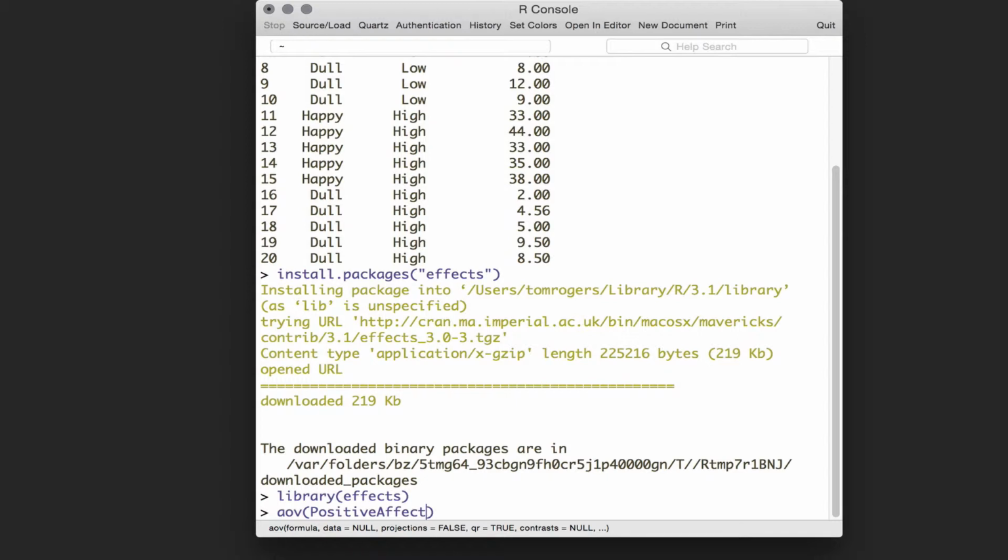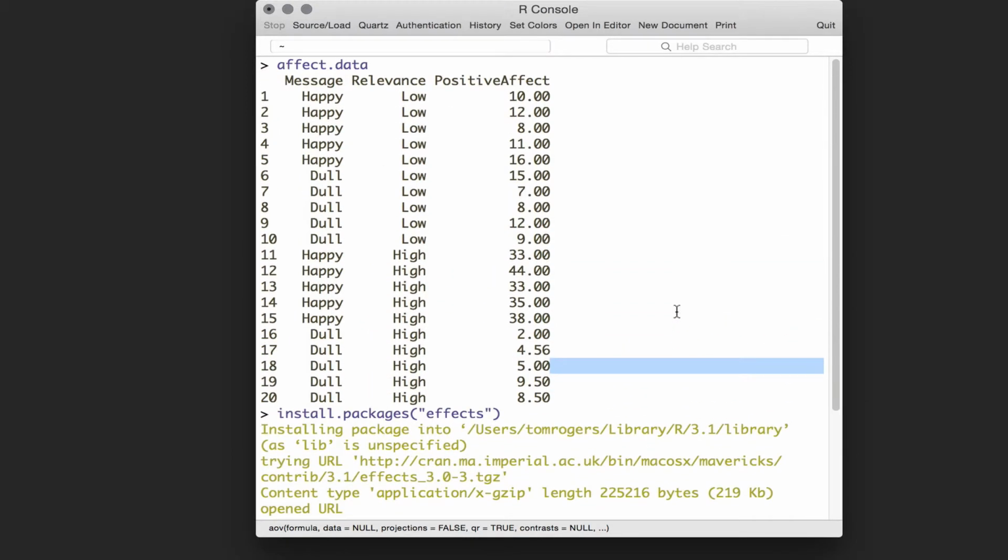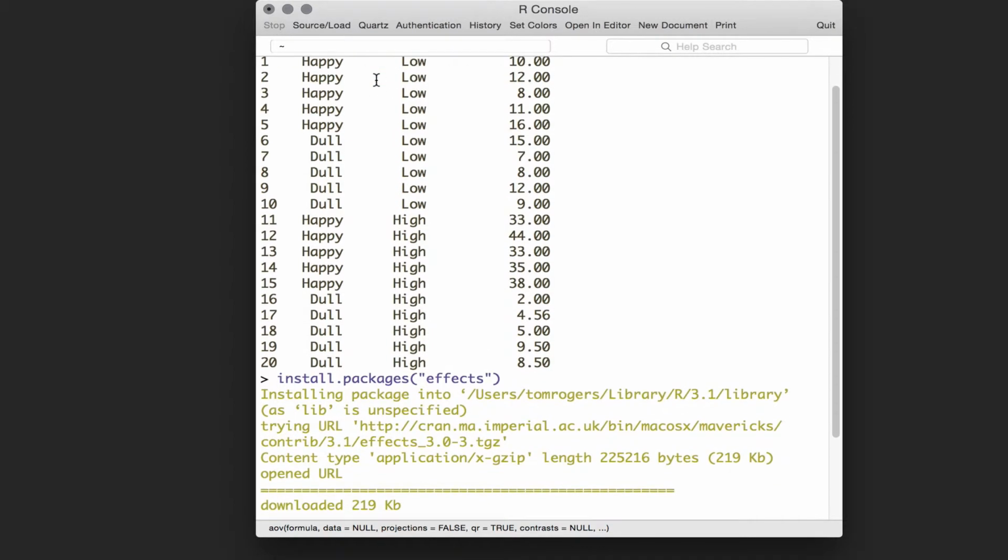And then our grouping variables are going to be on the right of the equation. So we're going to put this tilde and then put in all of our grouping variables. Now we could put in, because we've got, look up here, message and relevance, so we could put in message plus relevance and the interaction.